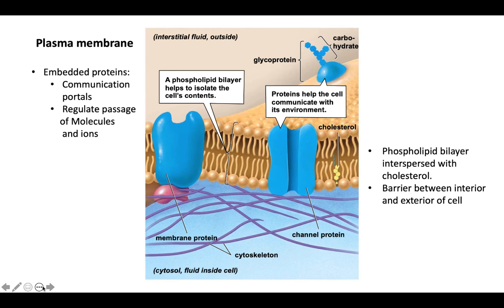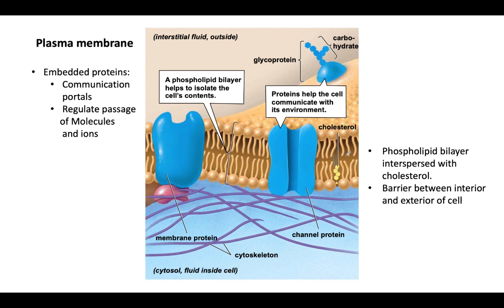Let's look at this figure. Can you see this plasma membrane? It has a phospholipid bilayer. Throughout the phospholipid bilayer, this blue chunk structure is protein. Proteins are embedded throughout the phospholipid bilayer. This embedded protein plays a role as a communication portal. Therefore, these proteins regulate the passage of certain molecules and ions.